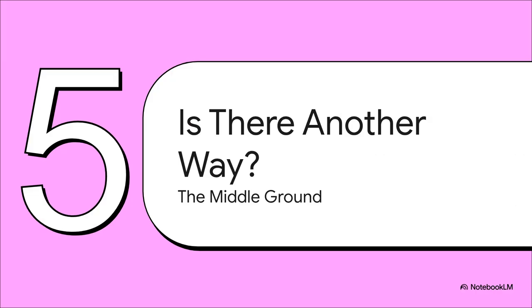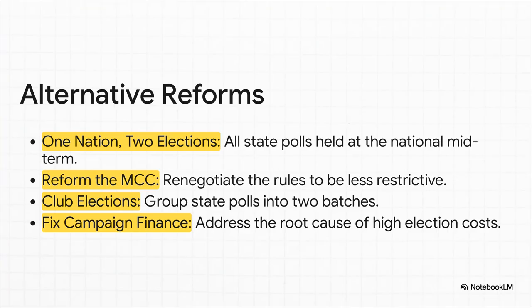So if the problems of cost and disruption are real, but the big solution comes with these pretty significant risks to the democratic system, it kind of begs the question, right? Is there another way? Is there some kind of middle ground? Well, a lot of experts say yes, and they've put some really interesting ideas out there. Instead of one giant election, how about one nation, 2 elections? You could have all the state elections happen together, but right at the midpoint of the national government's term. That would still cut down on the frequency, but keep that all-important check on power.